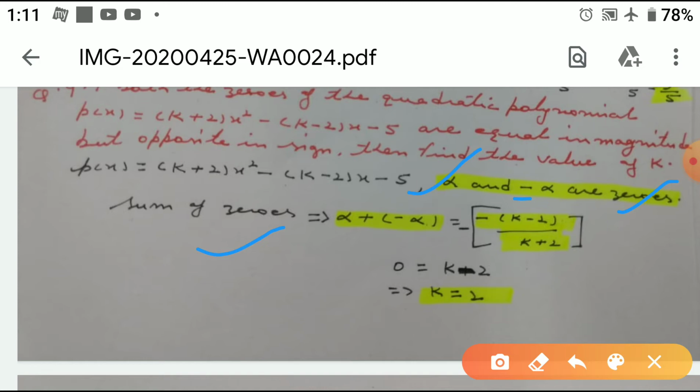Here the value of b is, look at this. This is the coefficient of x, minus (k minus 2) into x. So put the value here. Alpha minus alpha is 0 is equal to k minus 2. This minus, when we multiply with this minus, gives plus. So this is k minus 2, and finally the value of k comes 2. The value of k is 2.